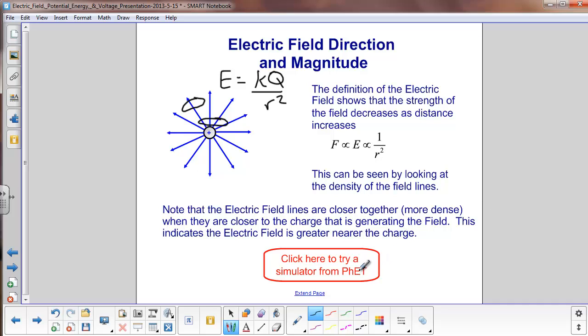There's a great simulator here. If you click on this, it will take you to it. You can put various charges and various arrangements and see what the electric field looks like.